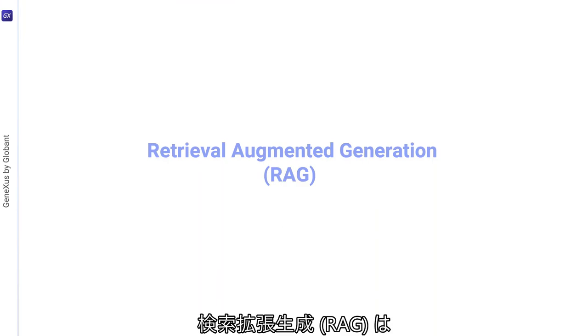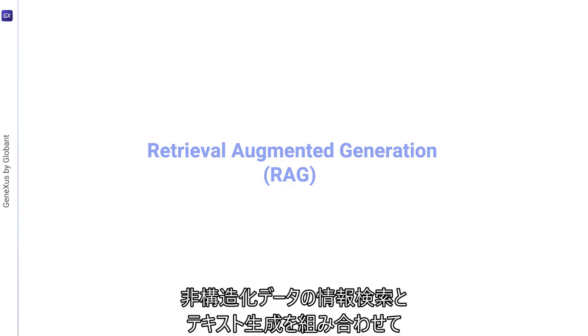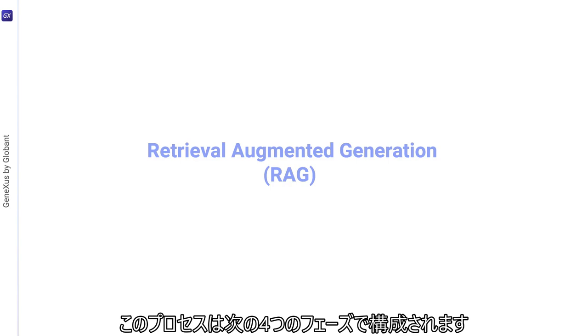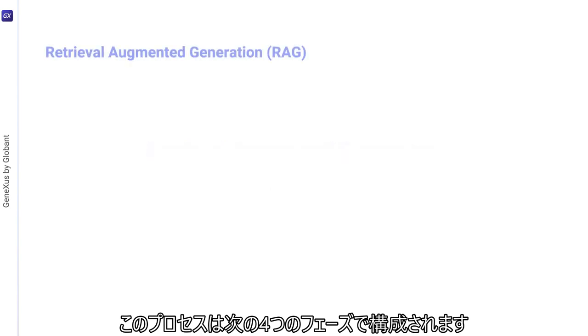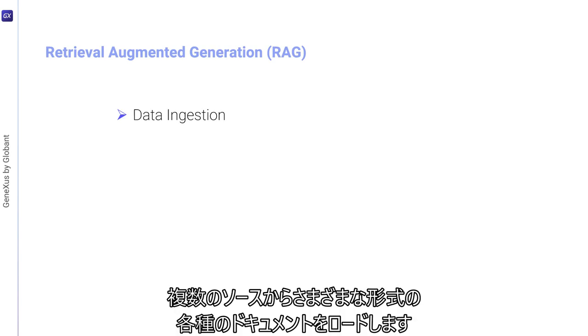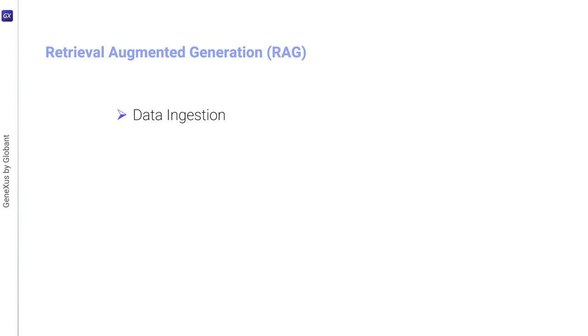Retrieval Augmented Generation, RAG, is an approach that combines information retrieval from unstructured data and text generation to improve performance in tasks such as question answering. This process consists of the following 4 phases. The first phase is data ingestion. It involves loading various types of documents in different formats and from multiple sources.